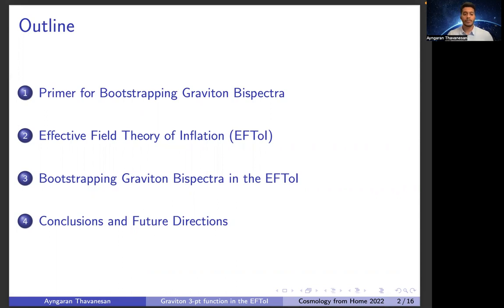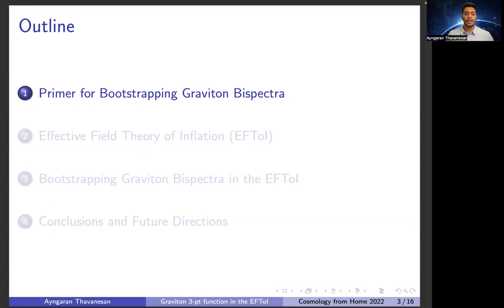So firstly, I will start by giving a quick primer on bootstrapping graviton bispectra. Then I'll review the effective field theory of inflation and discuss the building blocks of the operators which contribute to the graviton bispectra in the EFT of inflation. I will then discuss how we can use bootstrap tools to construct all tree-level graviton bispectra in the effective field theory of inflation. Finally, I will conclude with future directions for this work.